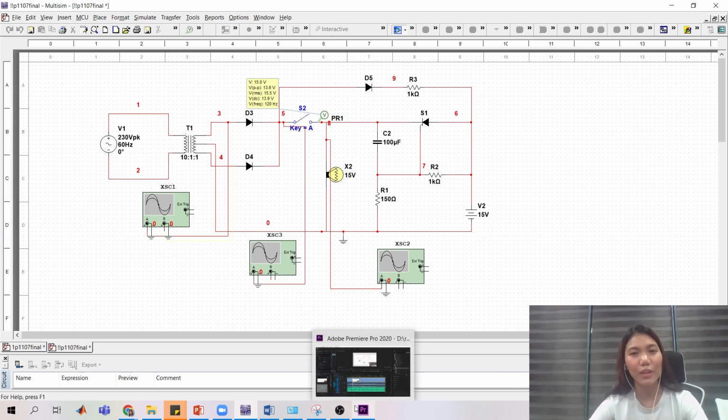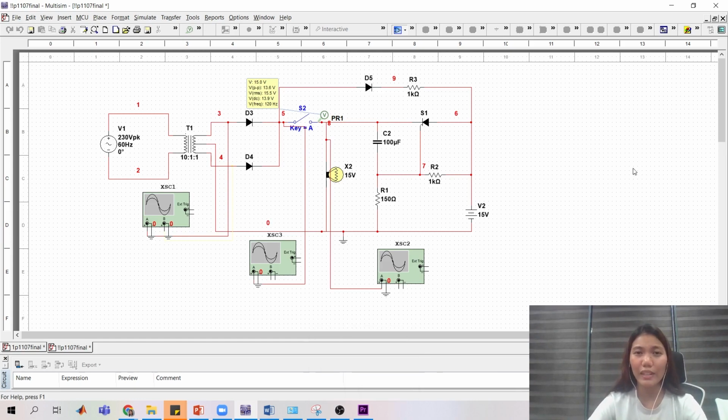Na kahit wala tayong kuryente is meron pa rin tayong backup lights. So that would be all. Thank you.